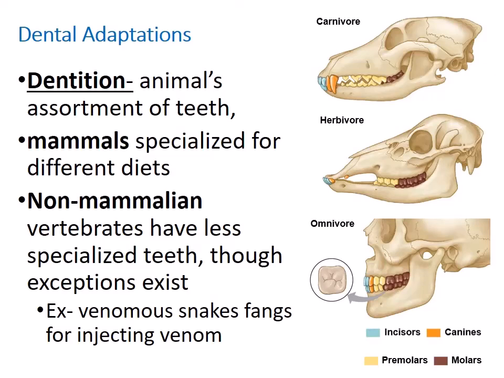Dentition is your different kinds of assortments of teeth. Mammals have very specialized teeth for different diets, but non-mammalian vertebrates have more or less the same teeth, although some exceptions exist. Obviously, a venomous snake's fangs are going to be different than a non-venomous snake's teeth would be.